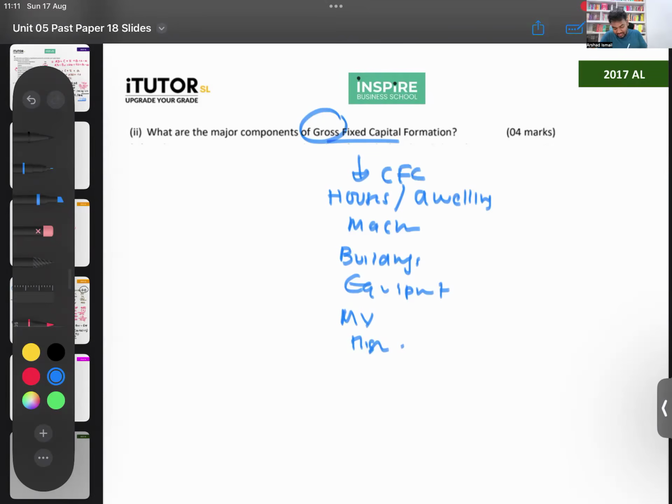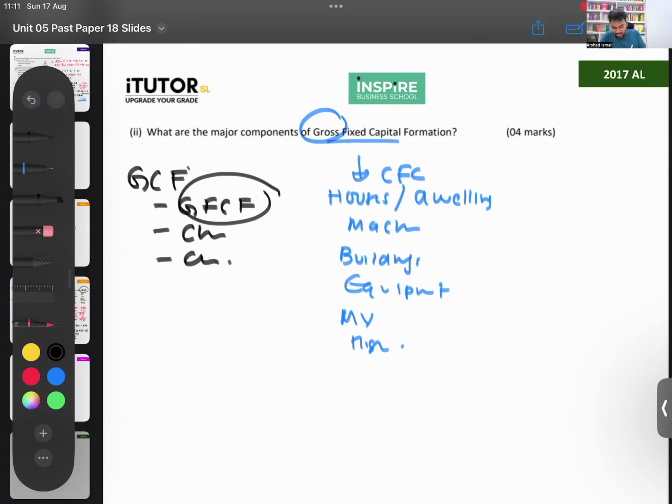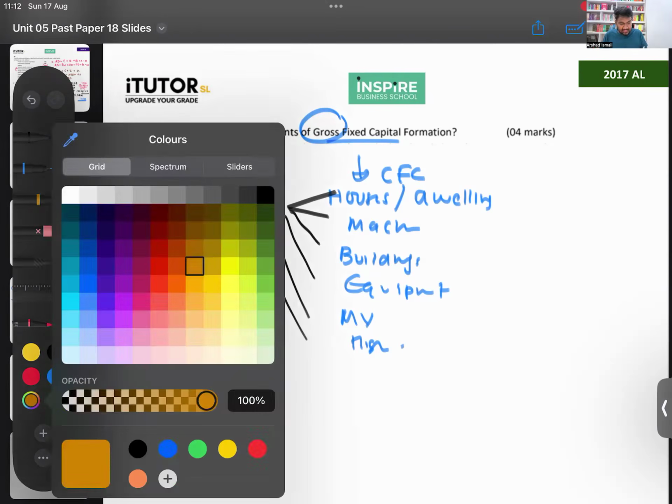CFC. No, 3 components are there for capital formation. Under gross capital formation, you have gross fixed capital formation, change in inventory, change in value. They're not asking you this one, they're asking for components of this. Since they're saying what are the components, explanation is not needed. For example, like houses and buildings, what explanation to write? So just give points. That's okay. Can you just check the marking scheme as well? Is the answer similar to what I'm saying?